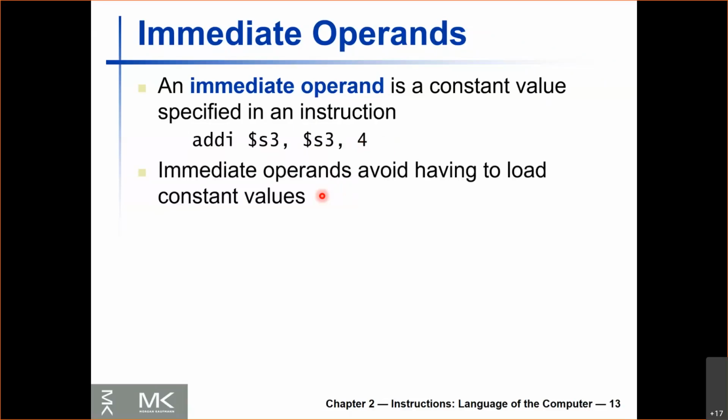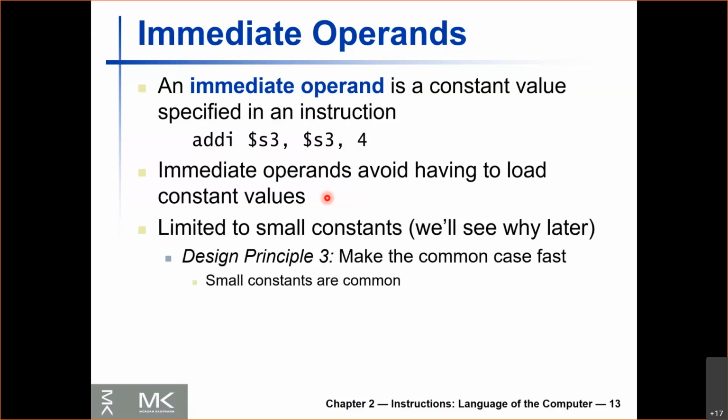So the immediate operands avoid having to load constant values. If I have a constant value in my code, rather than having to store it ahead of time somewhere in memory and load it when I need it, I can just get it immediately via the instruction. Now, one catch of immediate instructions is that they're limited to small constants.